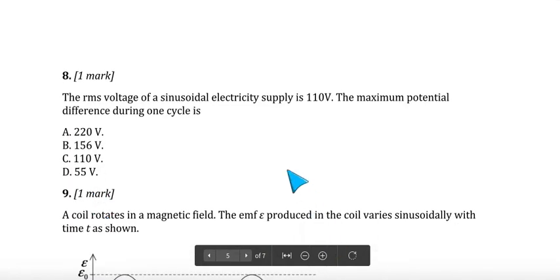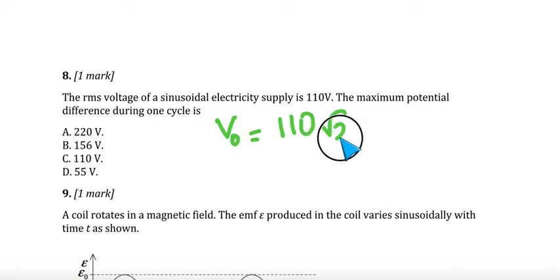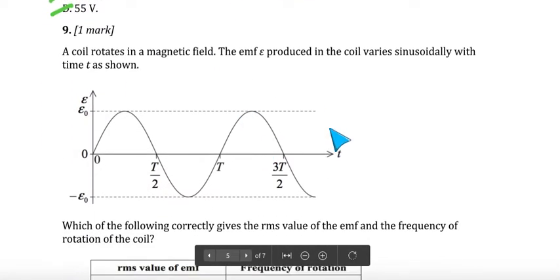Next question, question number 8. RMS value is 110. What is the maximum? So we know V0 is going to be 110 times root 2. Now this is a multiple choice question. You cannot use your calculator, but you can use your common sense. So estimate and eliminate. This is obviously not twice 110. It is not equal to 110, and it's not less than 110. Our answer is B.